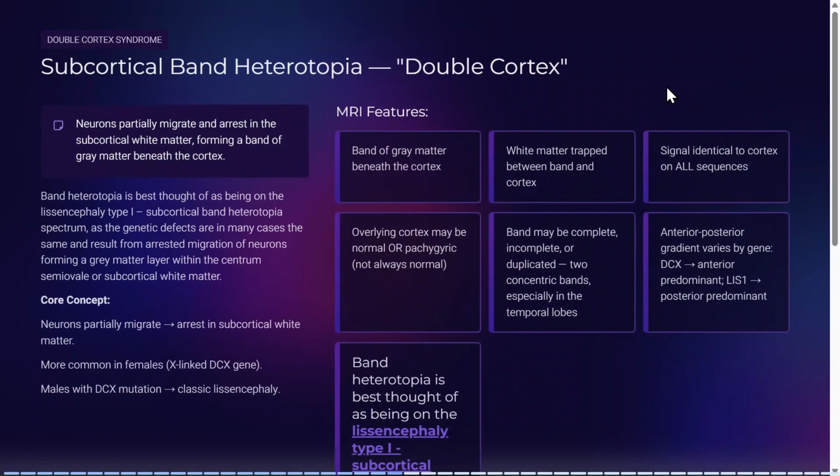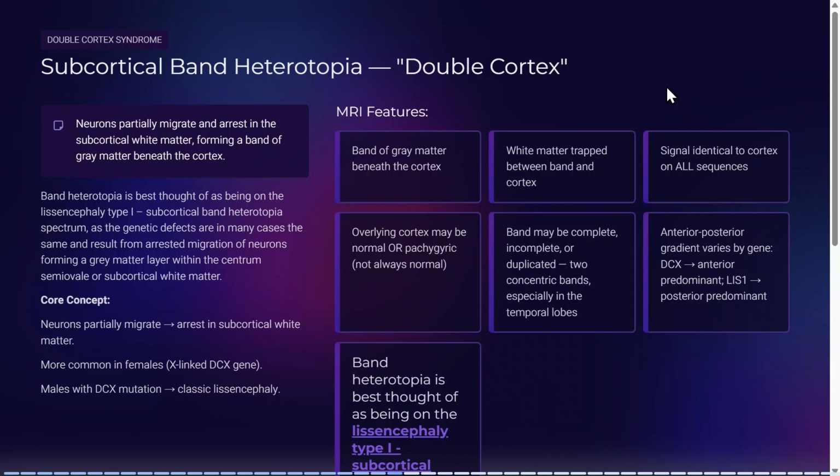Here the neurons do migrate partially and arrest in subcortical white matter. It is more common in females, and if there is a DCX mutation, then there will be classic Lissencephaly. So same genes but a spectrum of presentation. Both are two ends of the spectrum, Lissencephaly and subcortical band heterotopia.